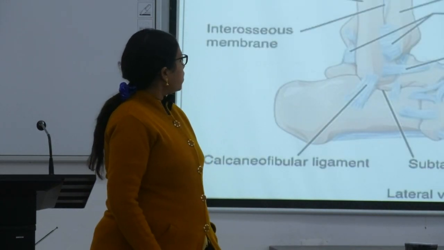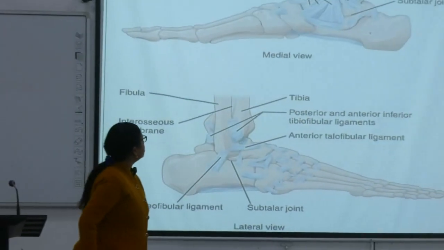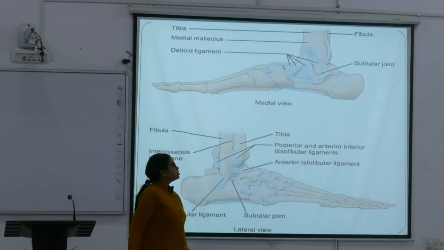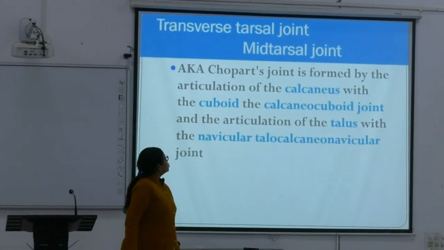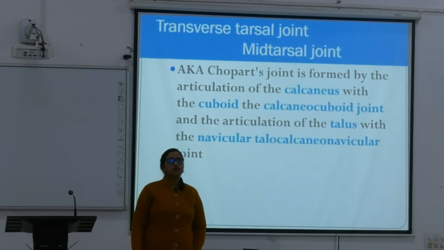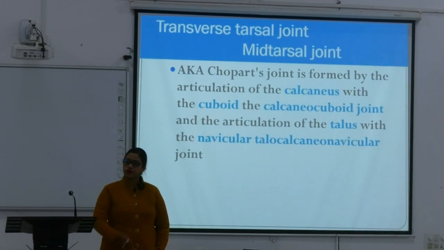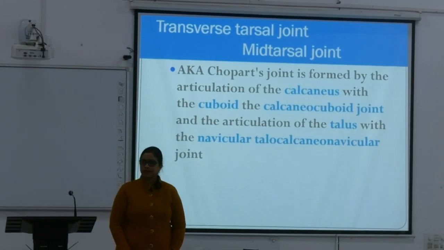So this thing we have already discussed, how the different ligaments are present between the joints. Next one. What is the transverse tarsal or mid-tarsal joint? I have already discussed it: it is the TCN, talocalcaneonavicular joint. Another one is, laterally, the calcaneocuboidal joint. Transversely crossing the foot, so that is known as the transverse tarsal joint.